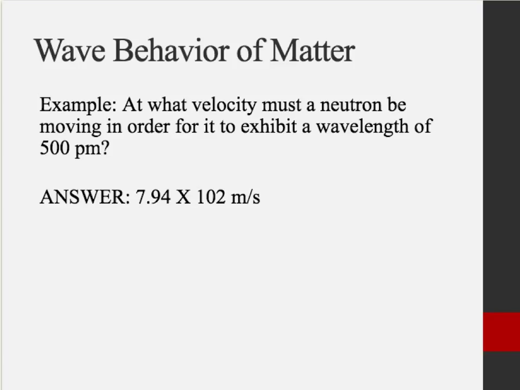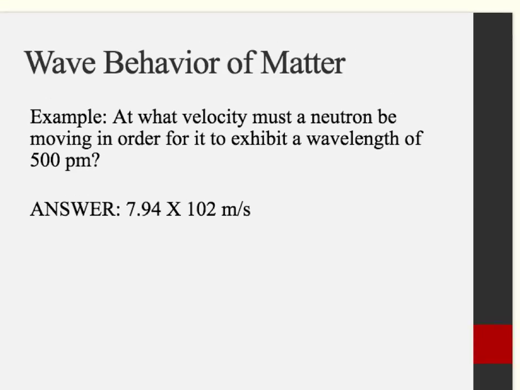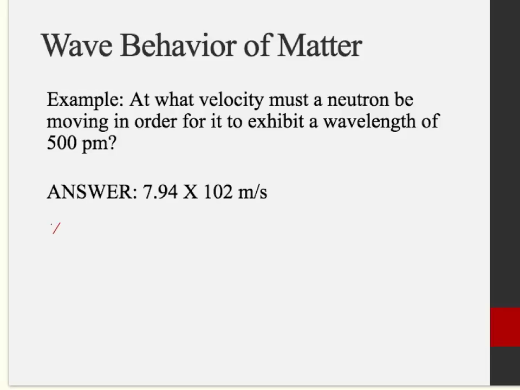At what velocity must a neutron be moving in order for it to exhibit a wavelength of 500 picometers? Well, there's a couple of things that we have to do in order to use de Broglie's equation. So first, the equation is lambda equals h over mv, and we are solving for velocity. So when we rearrange that, we're going to get velocity is equal to h over m lambda.